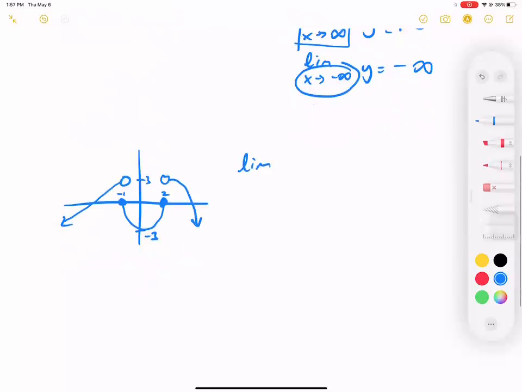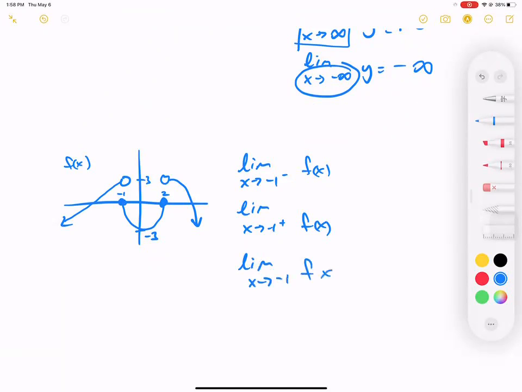What's the limit as x approaches negative 1 from the left of f of x? Call this f of x. What's the limit as x approaches negative 1 from the right side of f of x? And then what is the limit as x approaches negative 1 of f of x? That's our first question, and then we're going to come up with some other ones. So for these three answers, let's see if you guys can fill these three answers out yourself. I'll give you guys just a couple of seconds after you copy it.